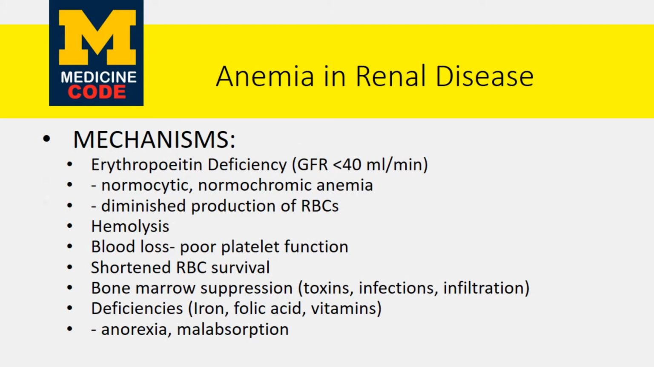Chronic kidney disease has several complications. One is anemia. The mechanism of anemia in patients with chronic kidney disease is due to erythropoietin deficiency, especially when GFR is less than 40 ml per minute. There is diminished production of RBC. Aside from diminished production, there is also hemolysis, shortened RBC survival, and bone marrow suppression from toxins and infection. Deficiencies in iron and folic acid are from anorexia and malabsorption.